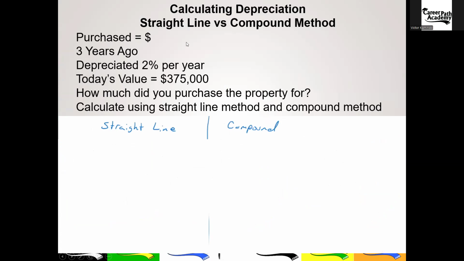If you purchased a property 3 years ago, it depreciated 2% per year. Today's value is $375. How much did you purchase the property for? First, calculate it using the straight line method and then calculate it using the compound method. So do the straight line method first and let me know when you guys have figured it out. And then I'll click on it once, and this one does not go step by step. It'll just expose the whole problem. So see if you guys can figure this out. You guys remember the steps.